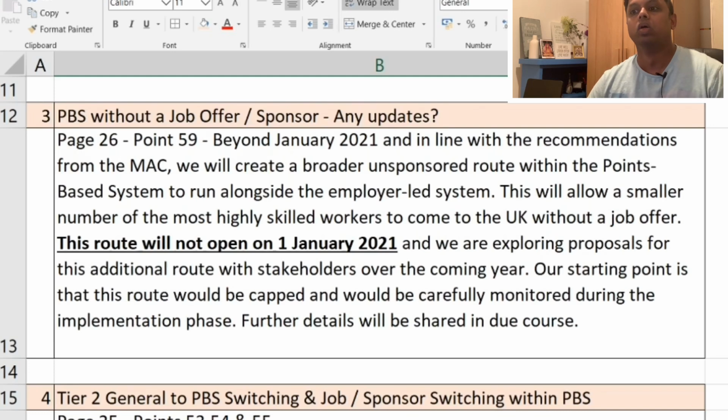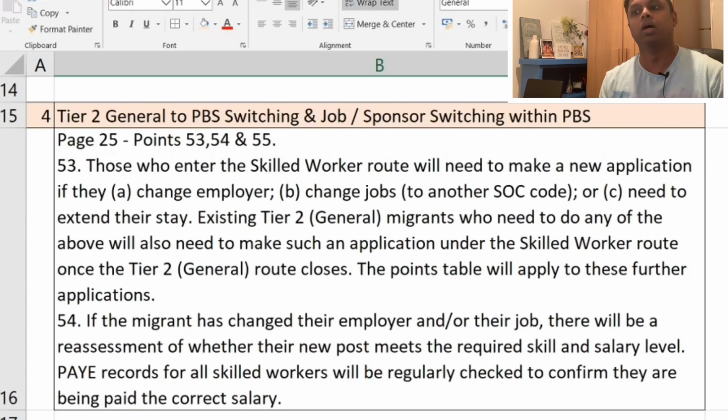So the other question is, Tier 2 General switching to the points-based system, or to another job or another sponsor within the points-based system. Can I switch? Page number 25, points 53, 54 and 55 have clarified very clearly that you can switch. You can switch from Tier 2 General. Also, when you come into the points-based system, you can switch from one job to another or one sponsor to another.